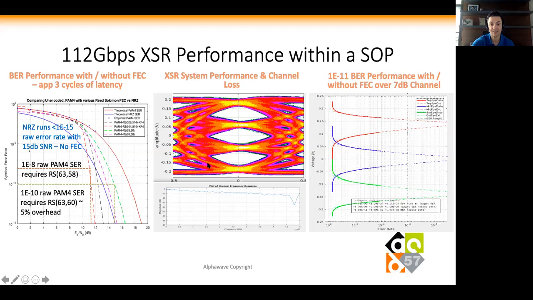What you see here is a measured eye from a system on package XSR SerDes, and the measured on-die error rate of about 1e-11 for this XSR interface.